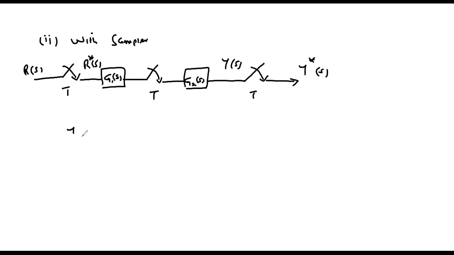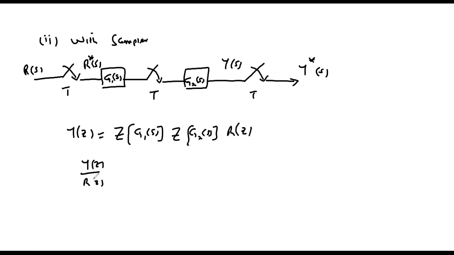From this, our Y of Z is given as the Z transform of G1 of S multiplied by the Z transform of G2 of S, because there is a sampler in between the blocks. That means each of them is sampled separately, multiplied by R of Z, from which Y of Z over R of Z will be G1 of Z multiplied by G2 of Z. And that is the open loop transfer function of our given system.